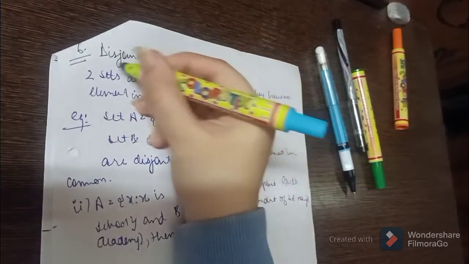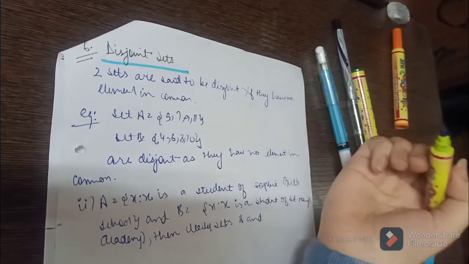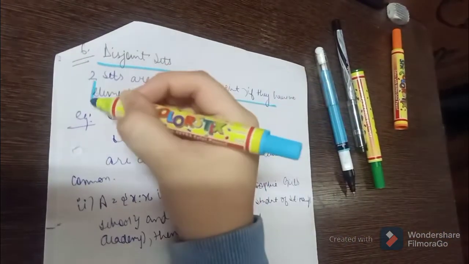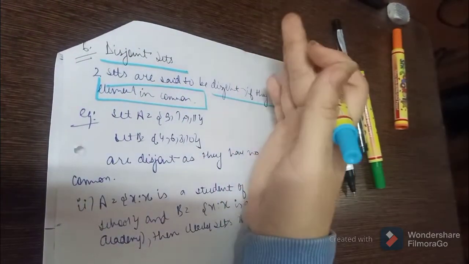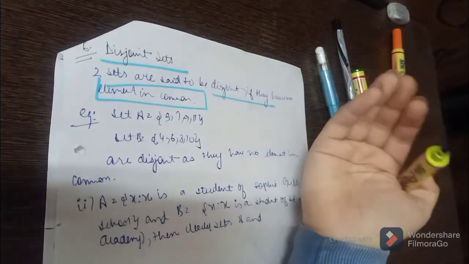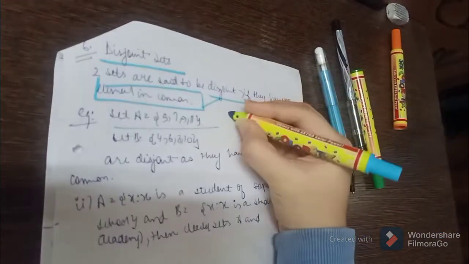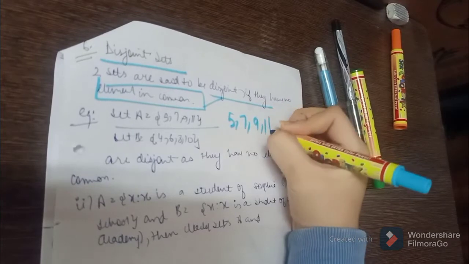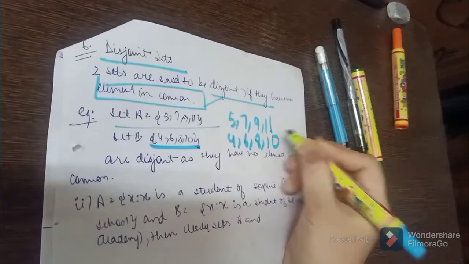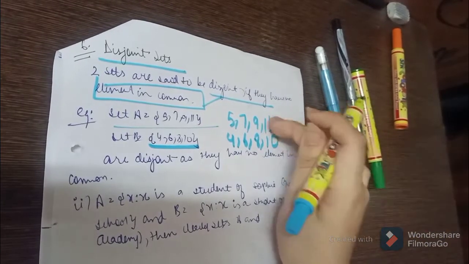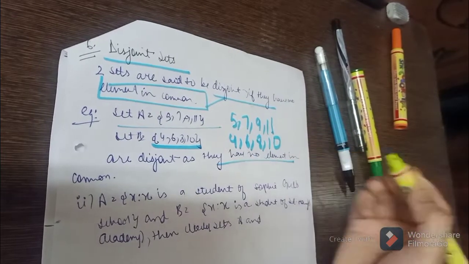Now let's talk about the disjoint sets. What are disjoint sets? Two sets are said to be disjoint if they have no element in common. See, disjoint means something that's not similar. For example, set A has 5, 7, 9 and 11, and set B has 4, 6, 8 and 10. Is there any element that is common between both of them? No, nothing is common. So these are disjoint.